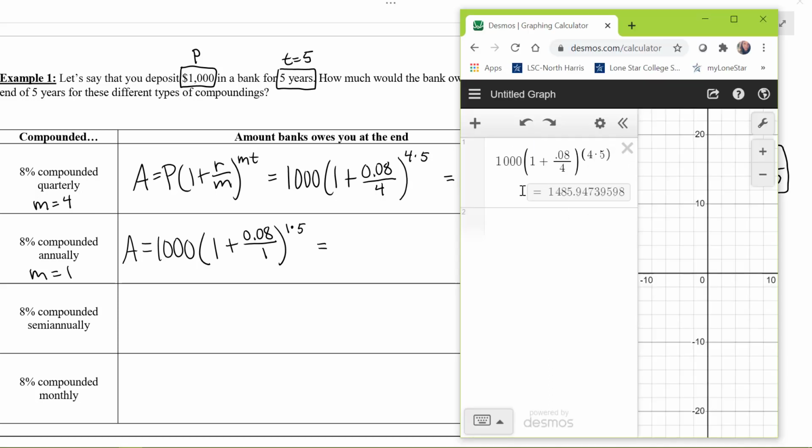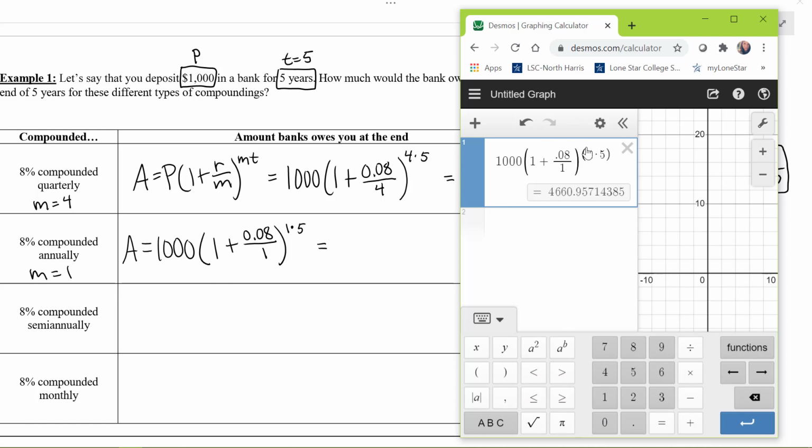I have this for my last calculation. I'm just going to change the 4 to be a 1, and everything else is going to stay the same. So I get $1,469.32, and then I have an 8. So I'm going to round to the nearest 2 decimal places, or to the nearest cent. The 8 is going to round that 2 up to be a 3. So $1,469.33.